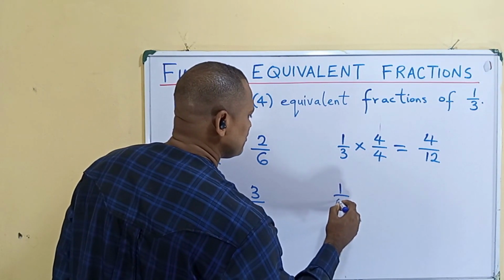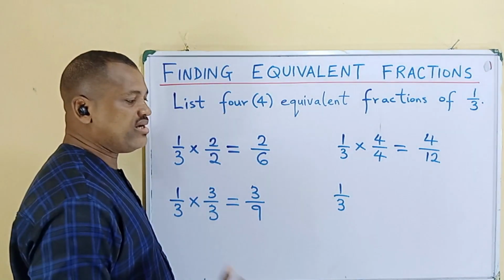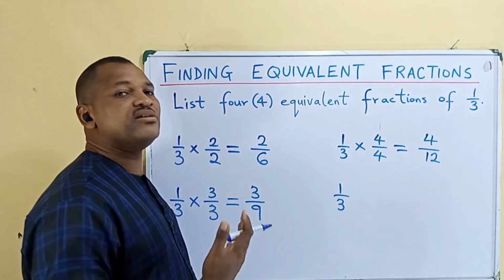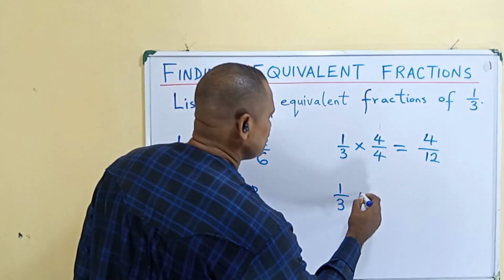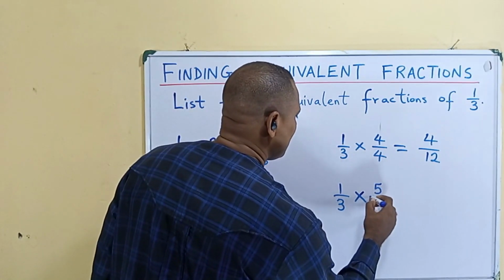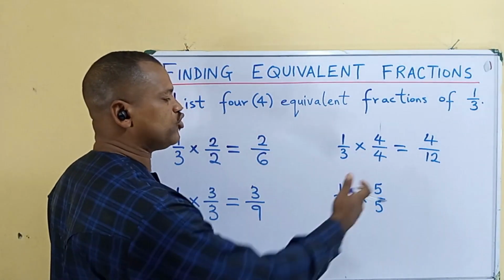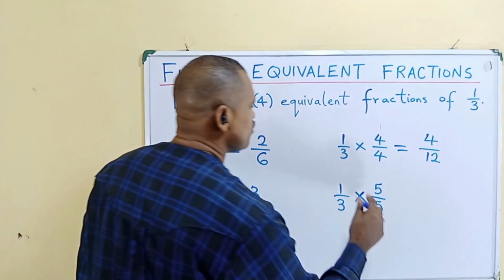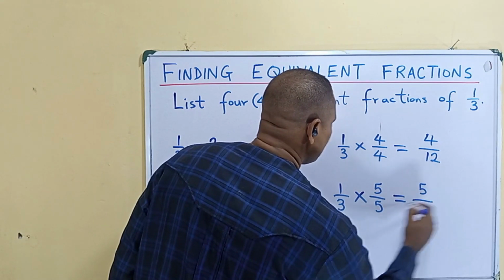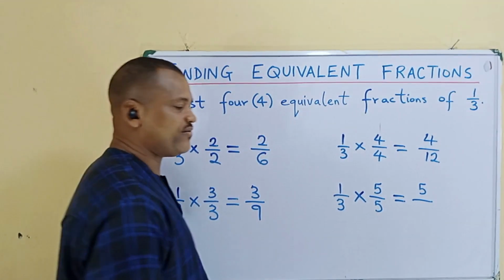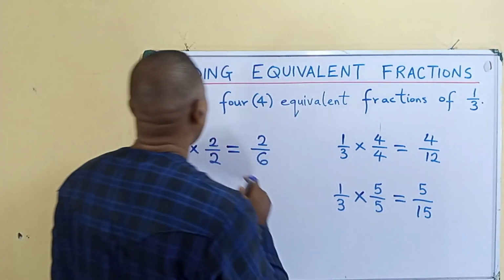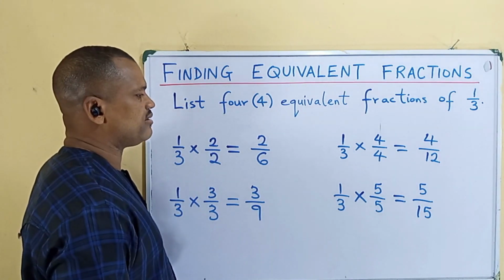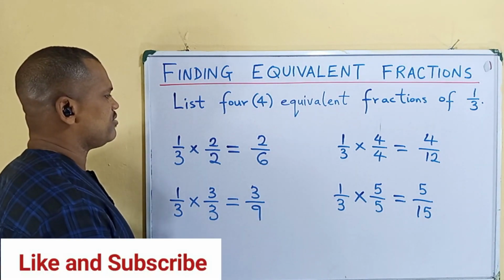Another one. You can choose any number you want, any number. But choose smaller numbers to make it easier for yourself. So let's choose 5. I can choose 10 if I want, or 12, or 100, anyone. But smaller numbers make your work easier. So 1 times 5 will give you 5. 3 times 5 is 15. And we're asked to list 4 equivalent fractions of 1/3. And here we have them.